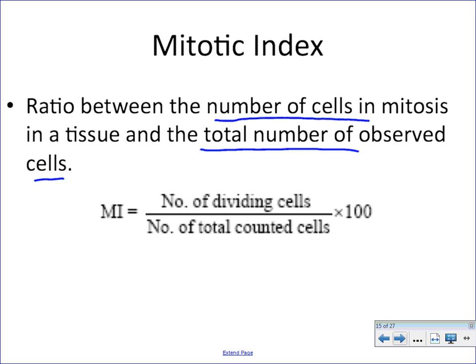And that mitotic index is then multiplied by 100. So obviously, the higher the mitotic index, the more cells that are dividing. The lower the mitotic index, the lower the number of cells dividing.